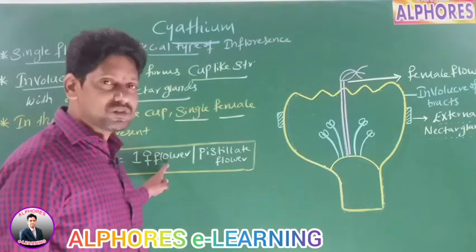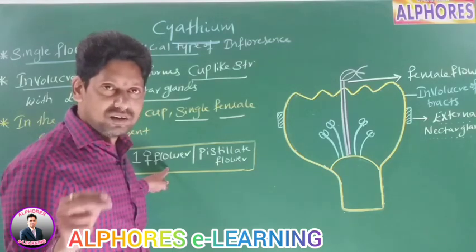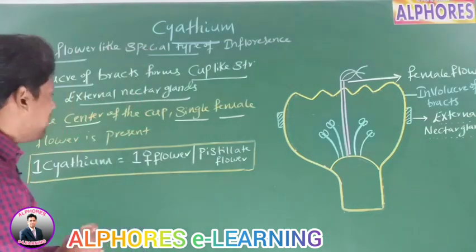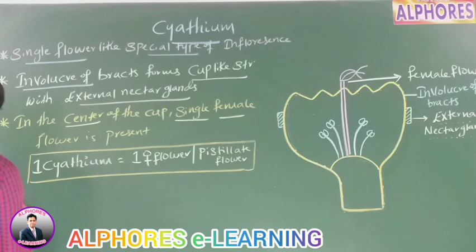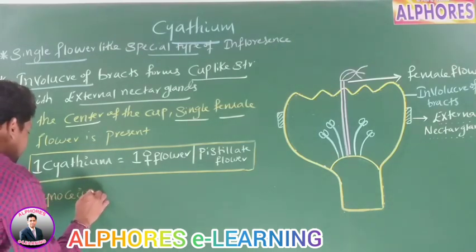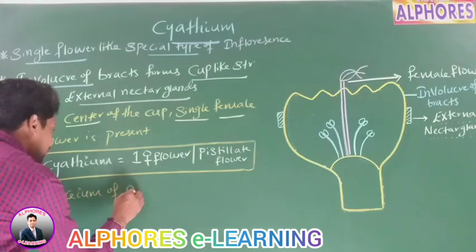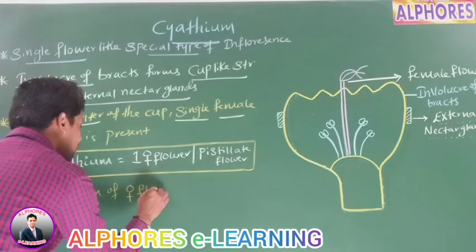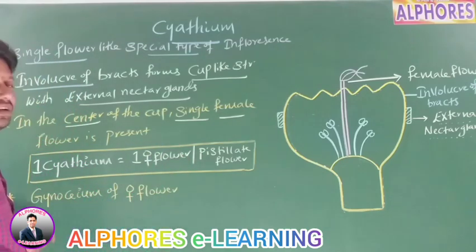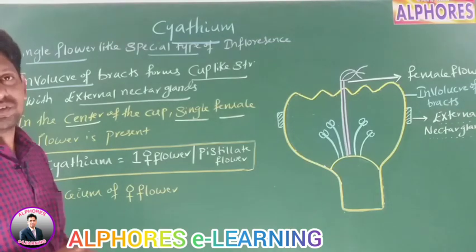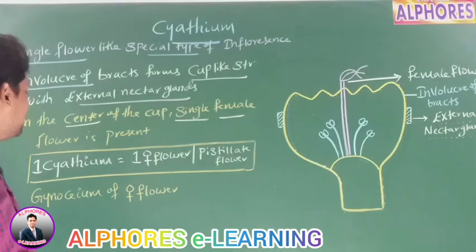Now listen to the statement. We are calling this flower a female flower. Female flower means it has androecium or gynoecium? Gynoecium. The gynoecium of the female flower contains three carpels. How many carpels? Three carpels.